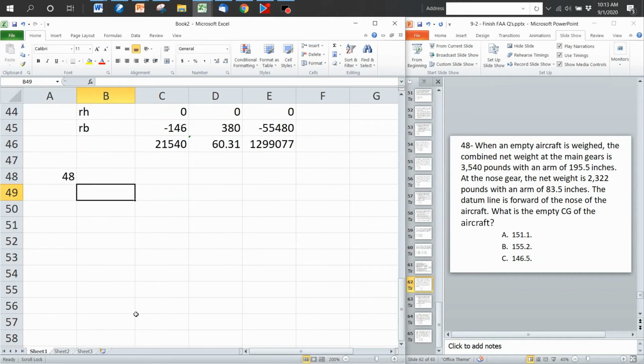And when we do our weighing without near as many tricks on it, we find that the empty aircraft weight has the main gear, which are combined. They just gave us one number, 3540. And they gave us an arm, 195.5, not near as tricky as last time. And then they gave us a nose gear, and they told us that the nose gear has an arm of 83.5.